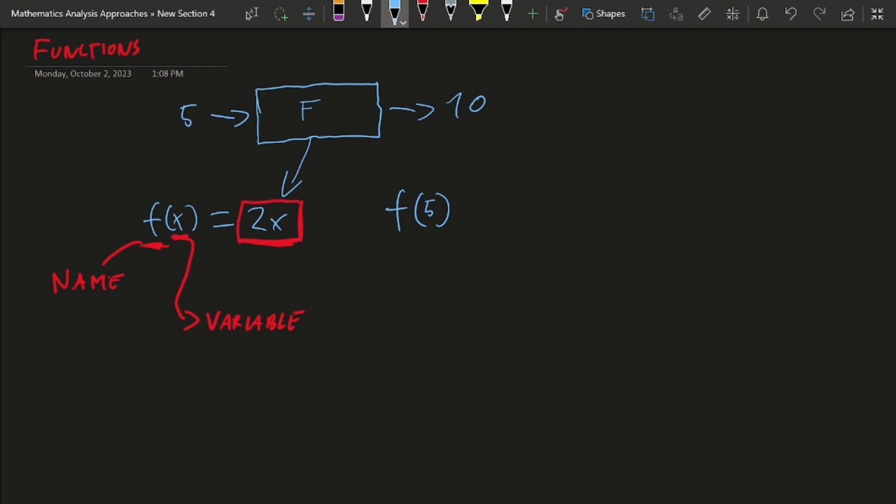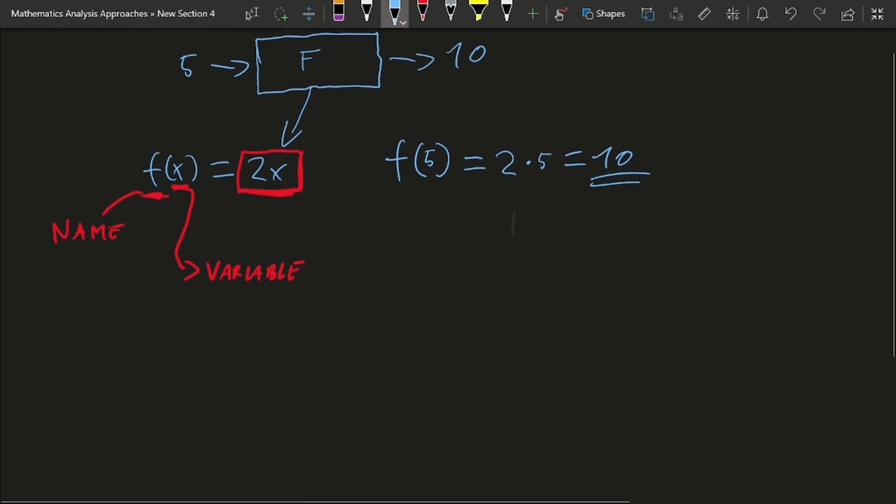and f of 5 is equal to 2 times 5, right? Because this x here, that changed to 5 because of this variable. So therefore our answer is 10. Easy.